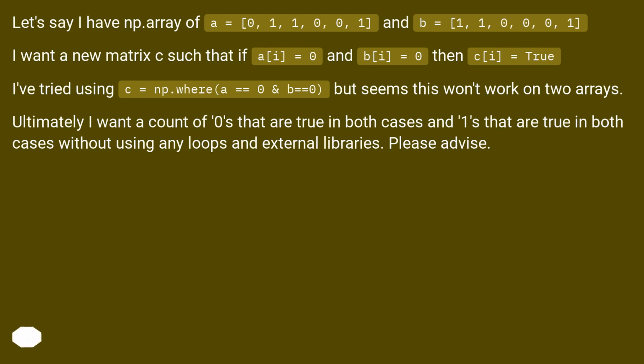C[i] equals True. I've tried using C equals np.where A equals 0 and B equals 0, but seems this won't work on two arrays. Ultimately, I want a count of zeros that are true in both cases and ones that are true in both cases without using any loops and external libraries. Please advise.